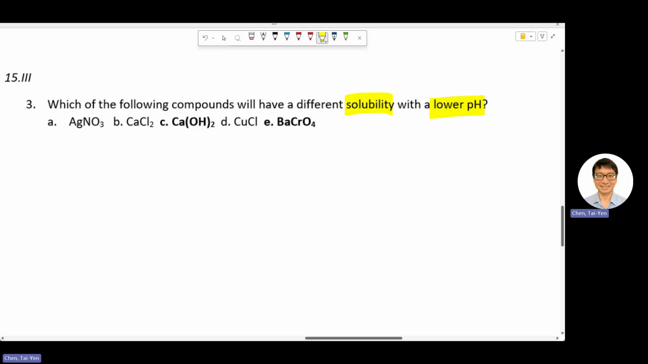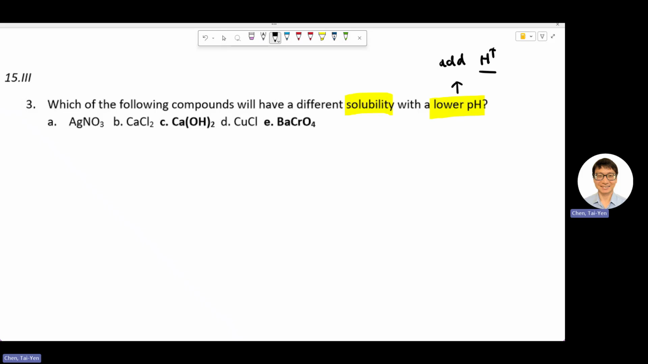Lower pH. Okay, what does lower pH mean? Lower pH is actually more acidic, right? Meaning you're adding in H+. So this means you add H+ into your solutions. Okay, so you need to actually have that understanding.